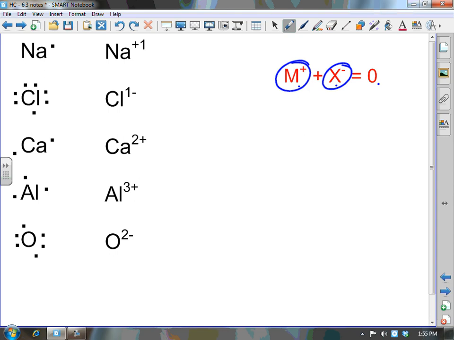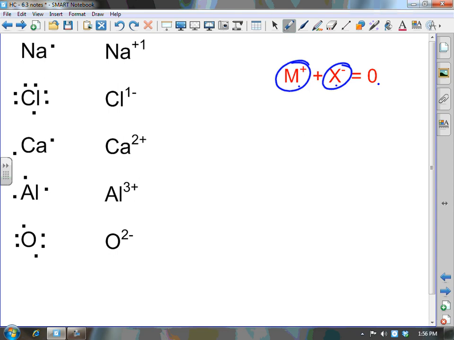That means it wants to lose 1. Okay, it's close to being empty. Chlorine has 7. It wants to gain 1. Calcium has 2 dots. We know it wants to lose. It's going to be a plus 2. Aluminum has 3 to lose. All right, it wants to be a plus 3. Oxygen, it has 6. It wants to gain 2 to get to a P6.